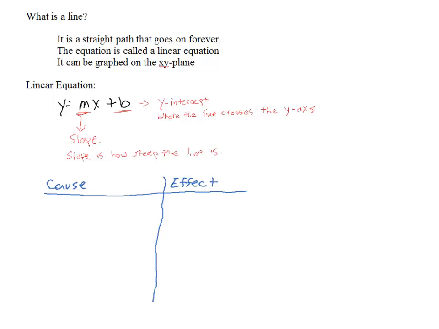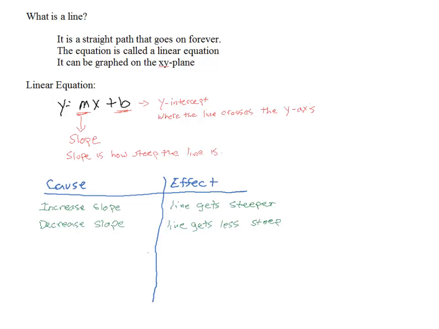So for our cause and effect, what happens if the slope increases? If we increase the slope, what effect will that have on the line? Well, the line will get steeper. And what happens if we decrease the slope? What kind of effect do you think that's going to have on the line itself? Well, of course, if we decrease the slope, then the line will get less steep.